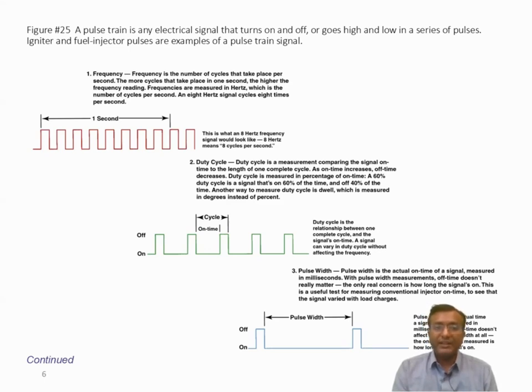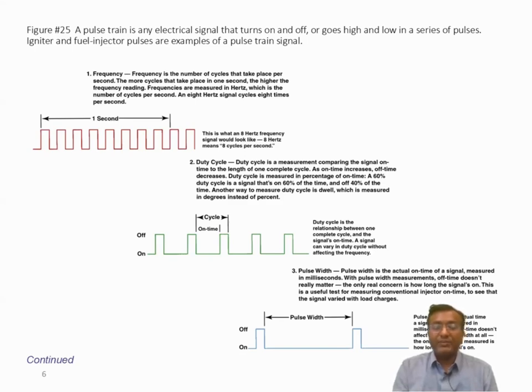Now, in this case, as I showed you earlier, the frequency indicates the number of cycles that take place per second. The more cycles that take place in 1 second, the higher the frequency reading. Frequencies are measured in hertz, which is the number of cycles per second. An 8 hertz signal cycles 8 times per second. Now here you can see there are 8 signals in 1 second. So here they have told us there is an 8 hertz frequency signal. We look at 8 hertz as 8 cycles per second.